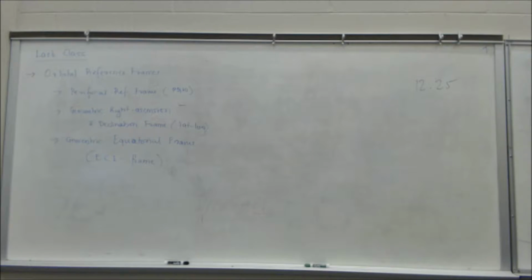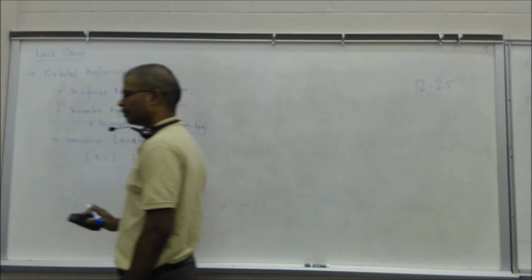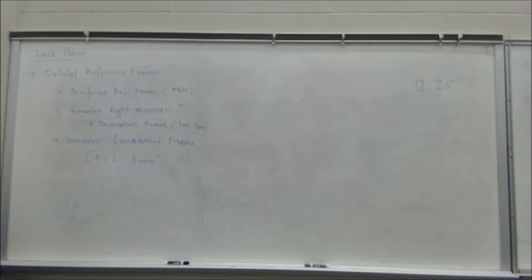Don't be confused or overwhelmed trying to figure out what this frame is. ECI frame is nothing but just the geocentric equatorial frame, and ECI stands for Earth-centered inertial. It's essentially Earth-centered and inertial, which means it is not rotating with Earth. It is going around the sun, but it is not rotating along with Earth.